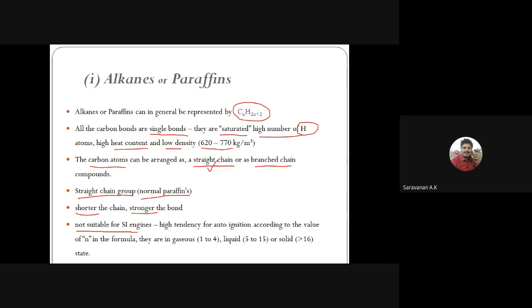It is not suitable for SI engines, spark ignition engines. Why? Because of the high tendency for auto ignition, and the value depends on the N value. The N value for gases is around 1 to 4, and for liquids it is 5 to 15. Then we are not using solid fuels in IC engines.